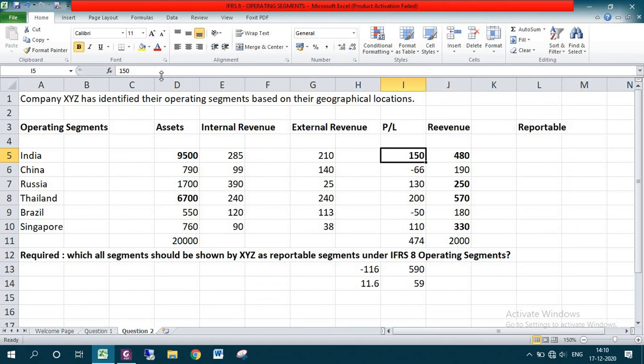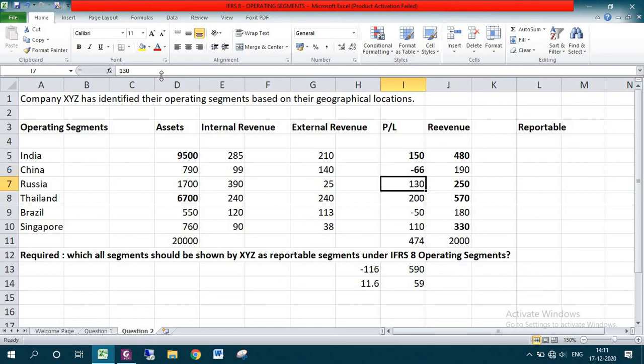Next is China. It's negative 66. So tell me, will we consider it as meeting the criteria or not? It has 66 and it's above 59. It's minus also. What do you think? Of course, it will satisfy the criteria, right? We are not taking the signs into consideration when we do it in absolute terms. So China qualifies as reportable, and I'm making it bold.